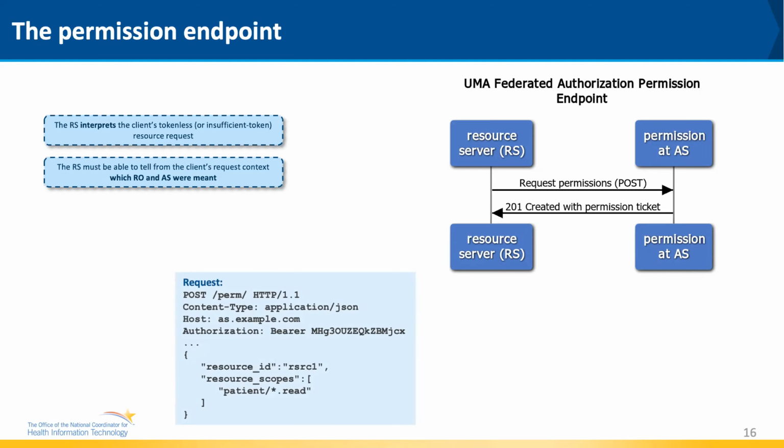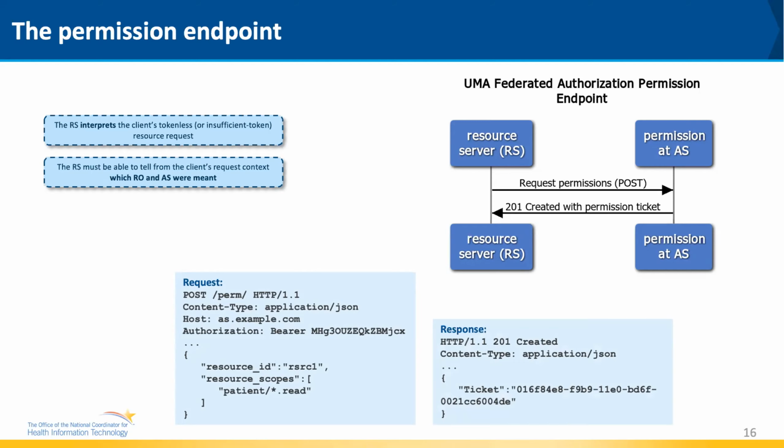So the request in this case for a permission ticket looks like this. You can see that this is a familiar kind of request structure now. Resource 1, and it's interpreting what the client tried to do as read. And a permission ticket comes back.